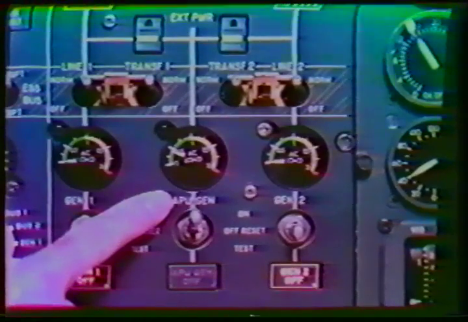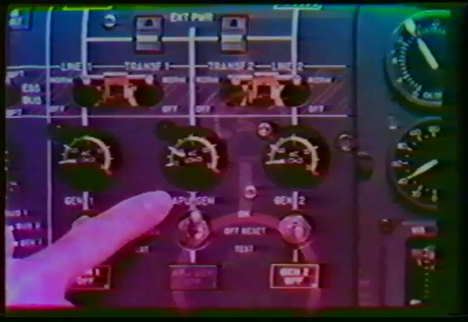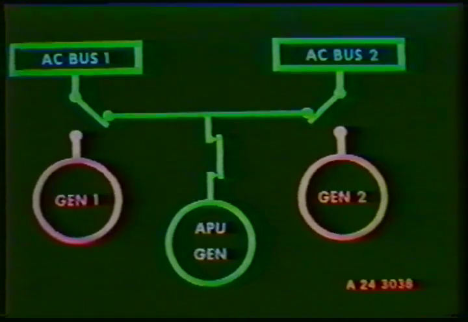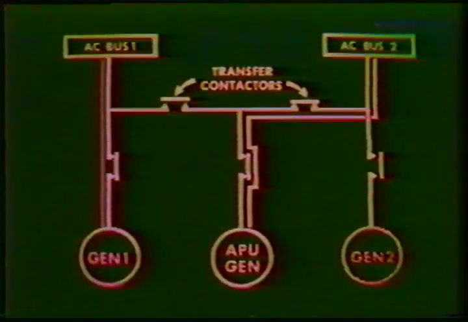A generator load indicator, identical to the other load indicators, has been provided for the APU generator. The APU generator can be connected to both AC load buses, but cannot be paralleled with the other generators. It is capable of supplying the entire aircraft except the main galley loads. The main galley load switch needs the output of two generators before it can be turned on.